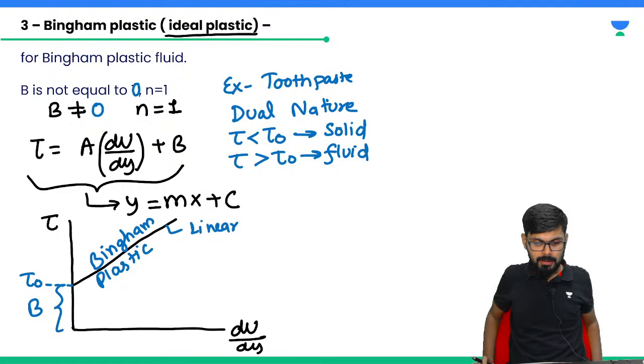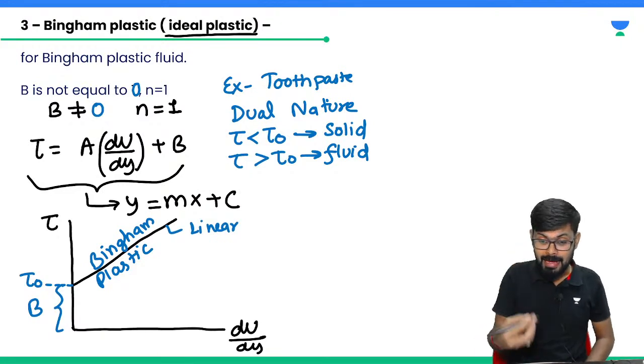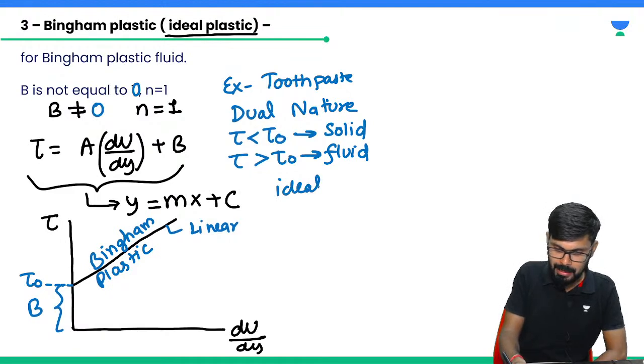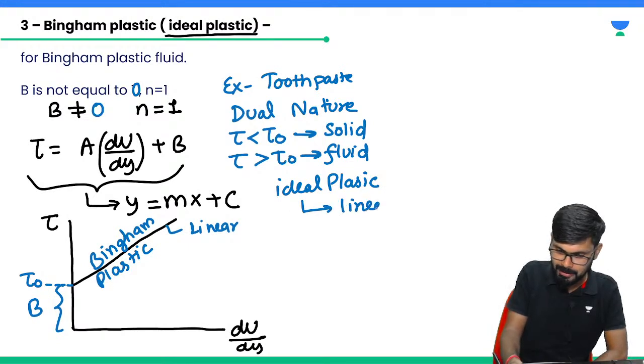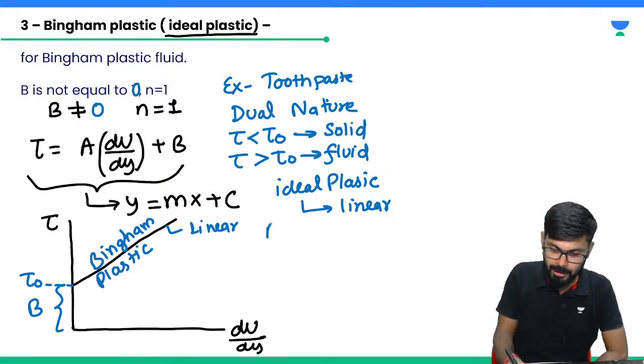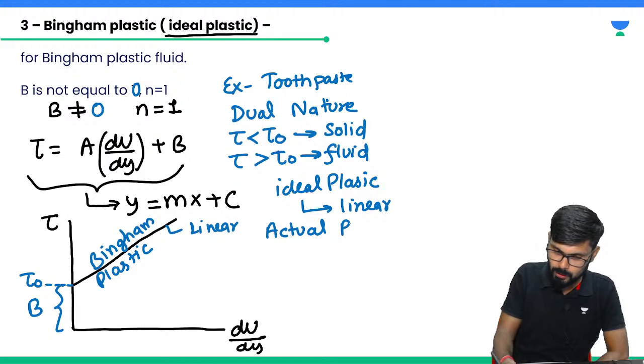So clear. And now for ideal plastic, it will be linear. This line will be linear. That is only called ideal plastic or Bingham plastic. For actual plastic, this will be curved, non-linear.